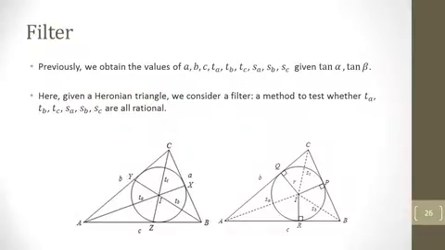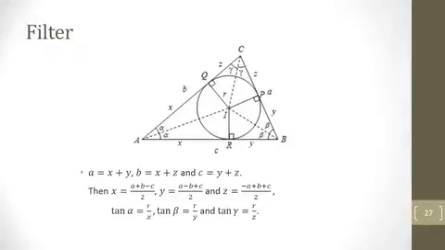Previously, we obtained the values of t and s when given tangent alpha and tangent beta. But here, given a Heronian triangle, we want to consider a filter, which is a method to test whether the angle bisectors are all rational. We first define x, y, z to be the lengths of these segments, and we get the equations for x, y, and z.